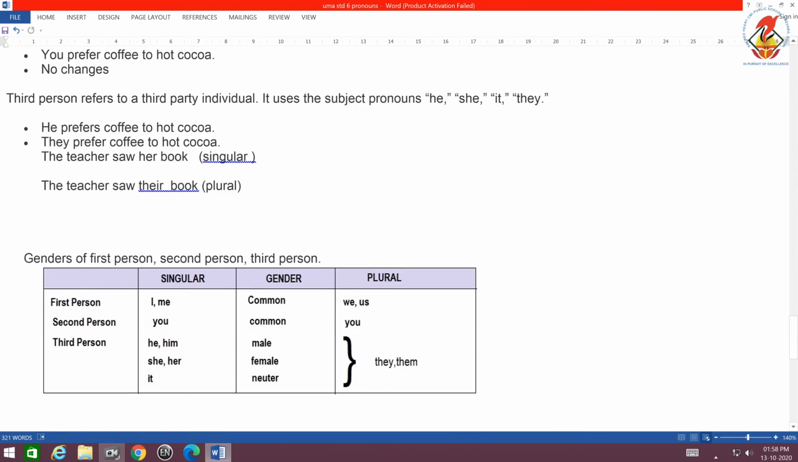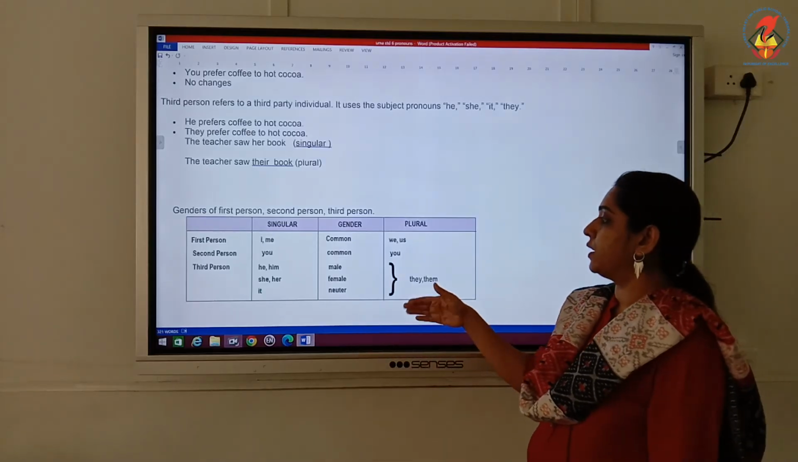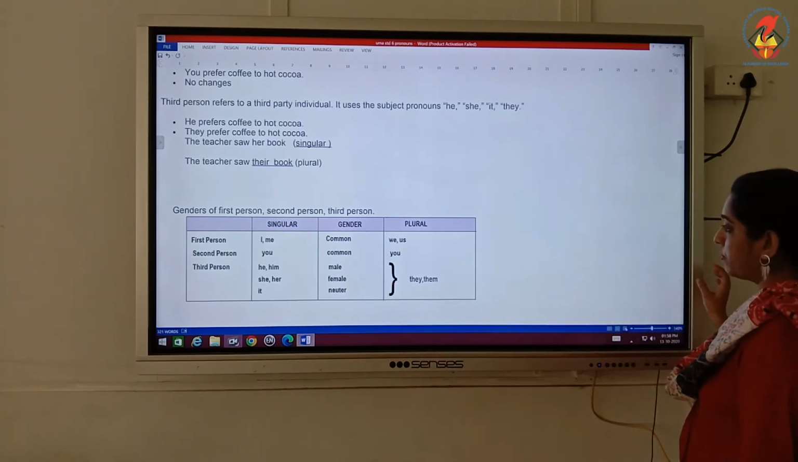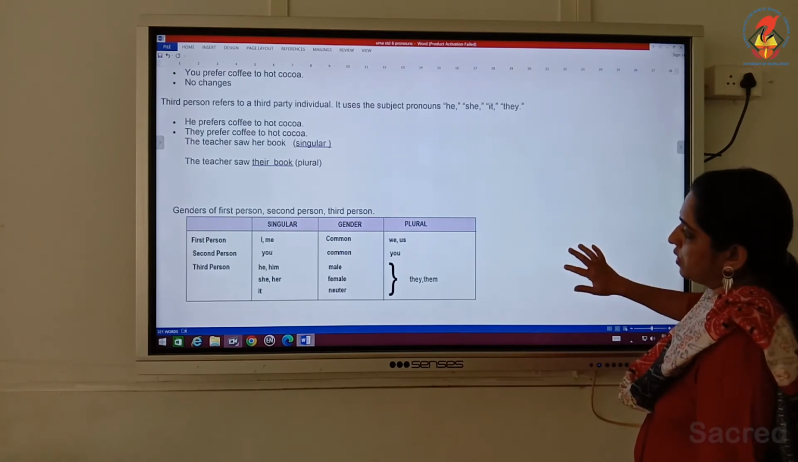Gender. I, me, common; you, common; he, him, a male; she, her, female; it, neuter. It can be a boy, it can be a girl, it can be things. That is neuter gender. Common means it can be a boy or a girl, feminine or masculine.